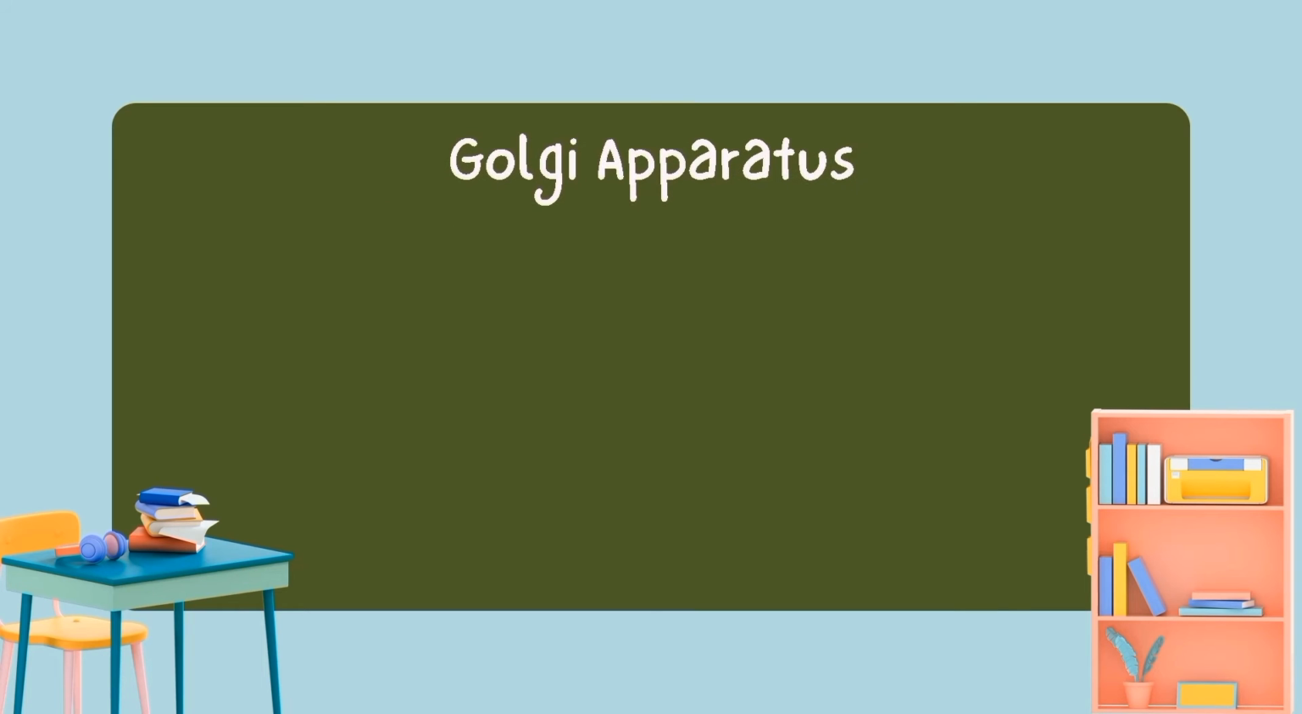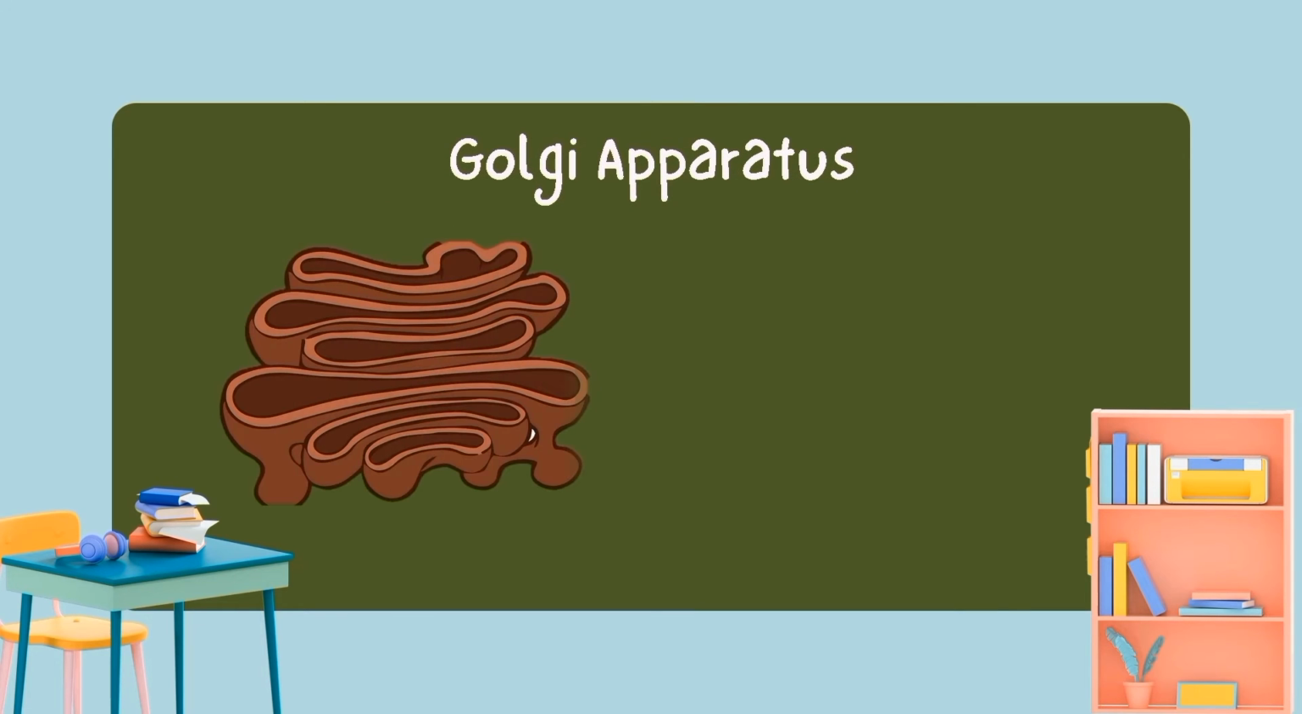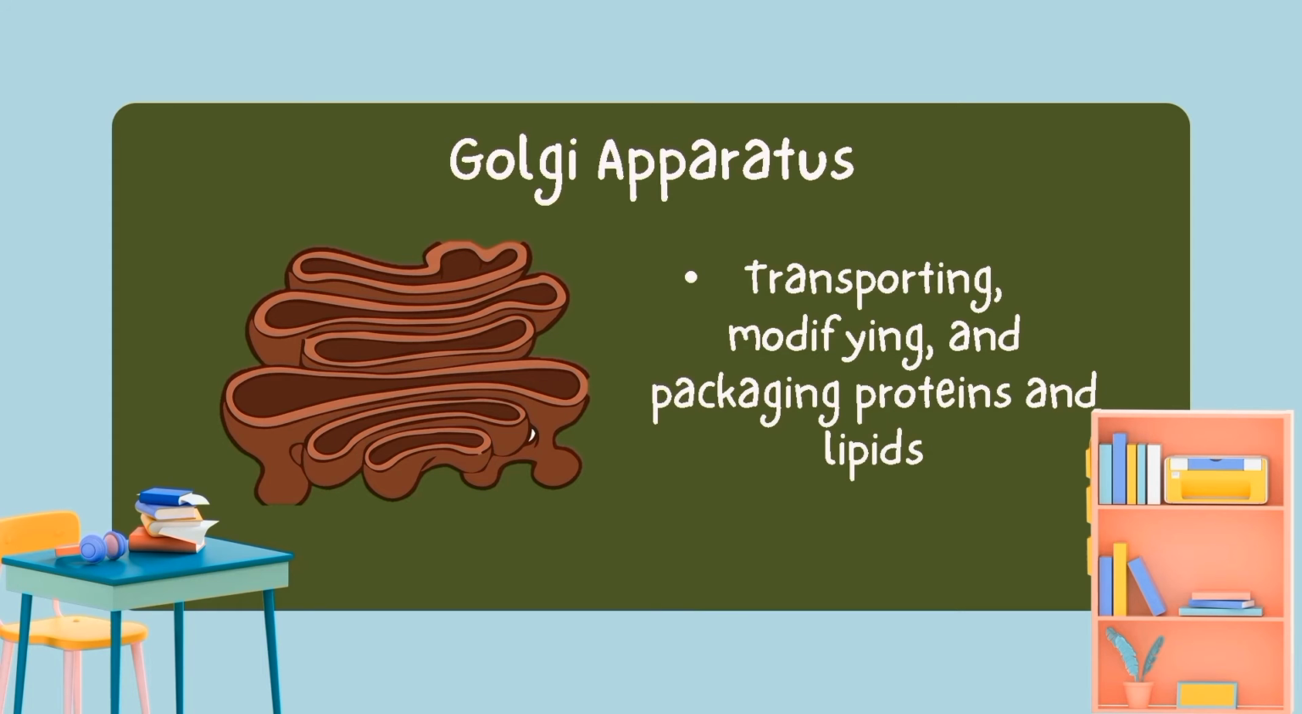Another organelle is the Golgi apparatus. It is responsible for transporting, modifying, and packaging proteins and lipids into vesicles for delivery to targeted destinations. While many types of cells contain only one or several Golgi apparatus, plant cells contain hundreds.